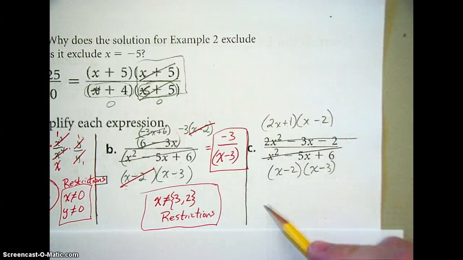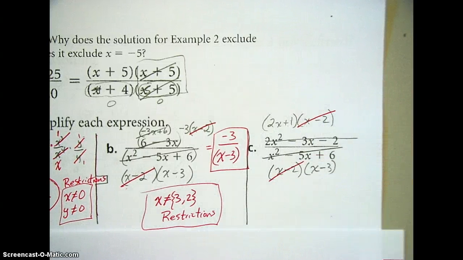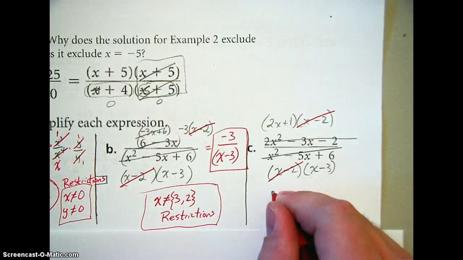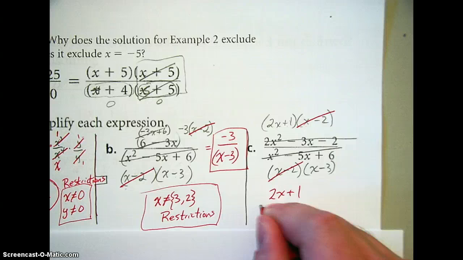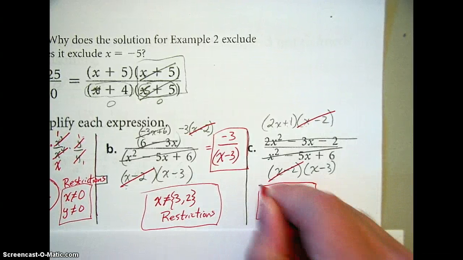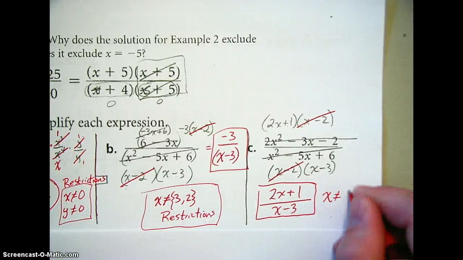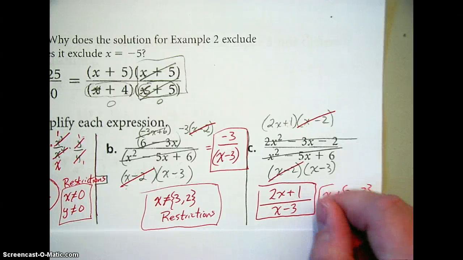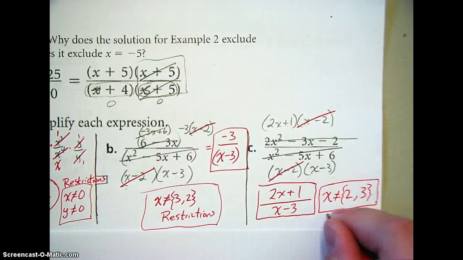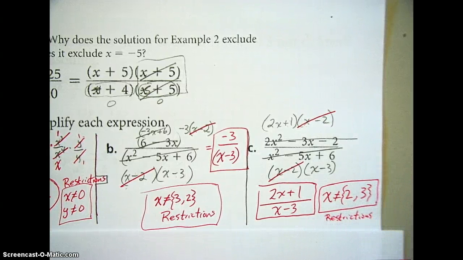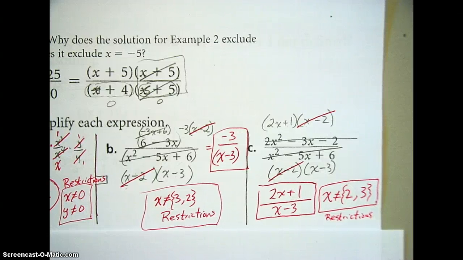Well done. If you need help with factoring, you need to get in here and get help. I just assume that you can do it now. Those two cancel. We're left with 2x plus 1 on top, x minus 3 on bottom. And our restrictions: x cannot equal 2 or 3. Any questions? All right, moving right along.